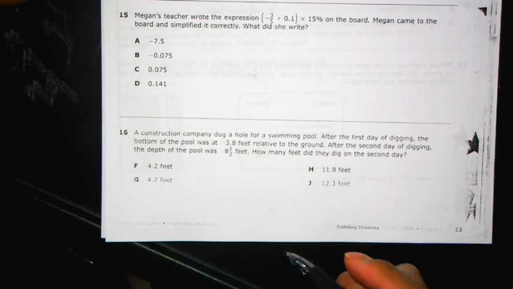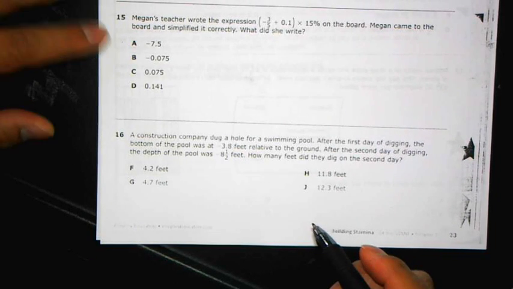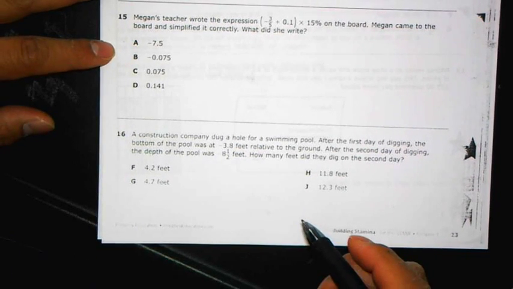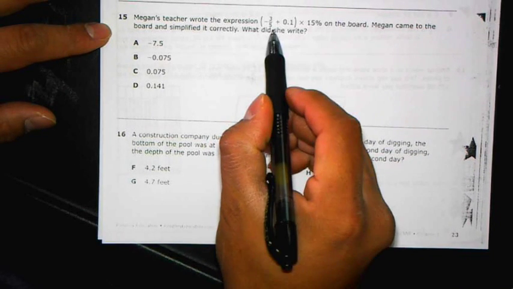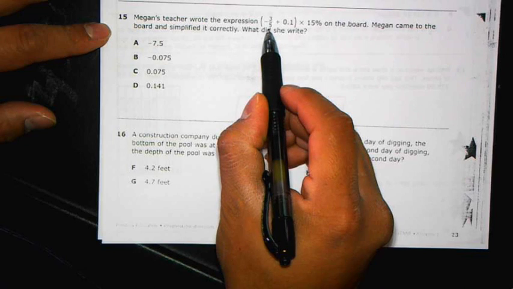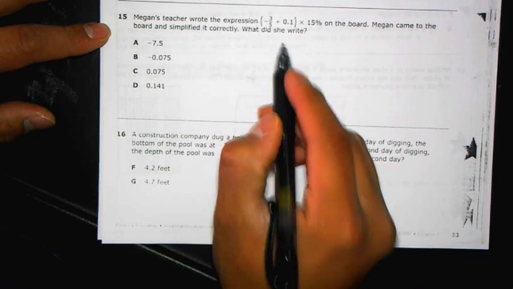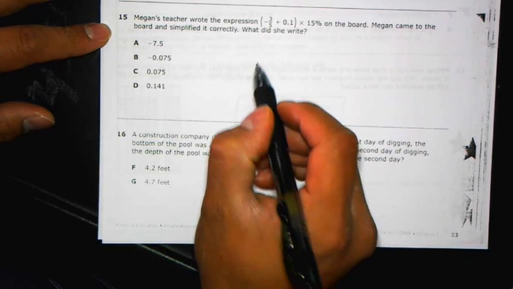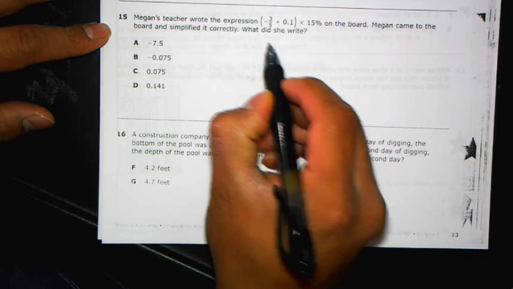Okay, guys, I'm gonna work on problem number 15. Now, the easiest way to do this is to take this particular fraction and turn it into a decimal. Okay, so first what you want to do is write out the problem. Before you start converting anything, you first want to write the problem.